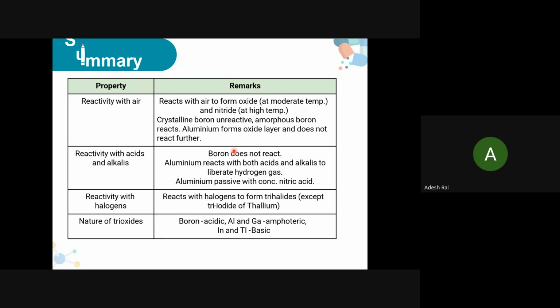And if not NaOH, then we can also use fusion mixture. What was there in the fusion mixture? Can anyone tell me? Na2CO3 and NaNO3 was the fusion mixture. Do you remember that?